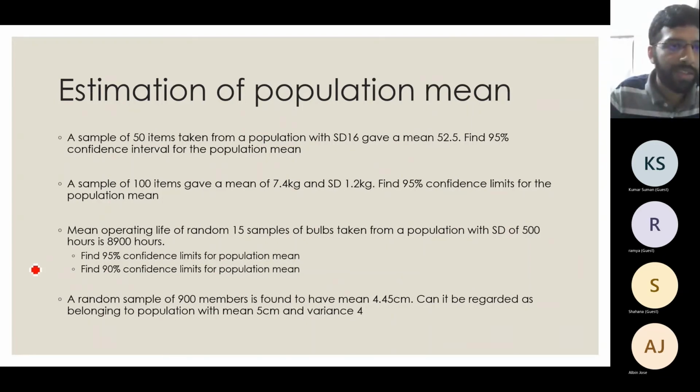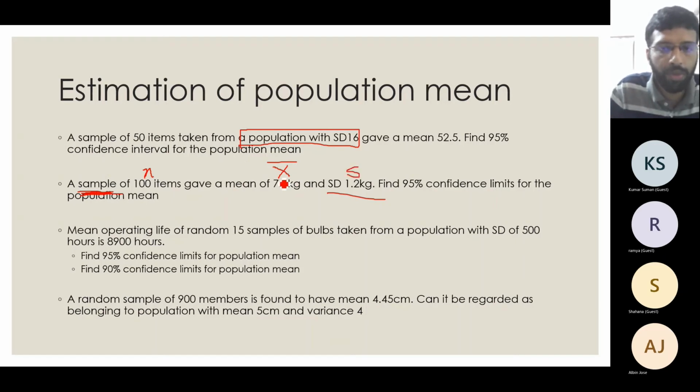Second is like this. A sample of 100 items. So there I am given n, and a mean of 7.4. So I am given X bar here, and standard deviation 1.2. As opposed to the previous case, where I was given the population standard deviation, in this case I am actually given it for the sample. Nothing is told about the population here. So this is for the sample, so this is actually S here. And I am supposed to find the 95% confidence limits for the population mean.